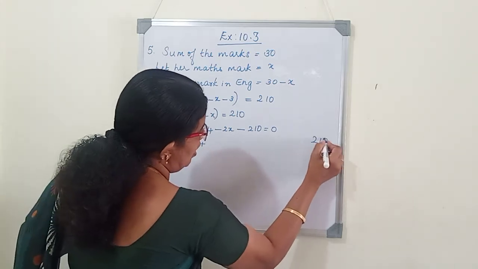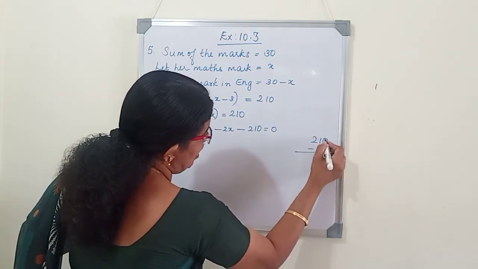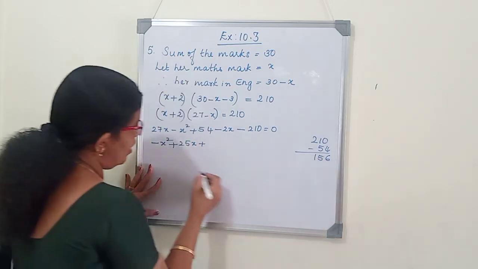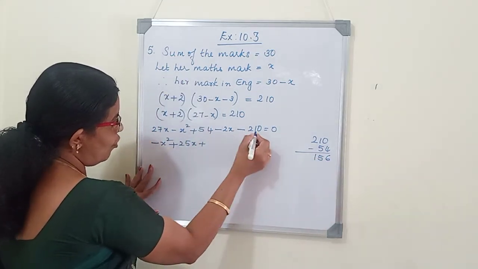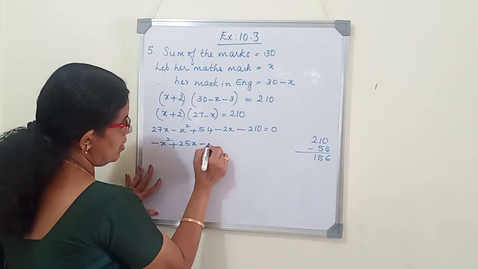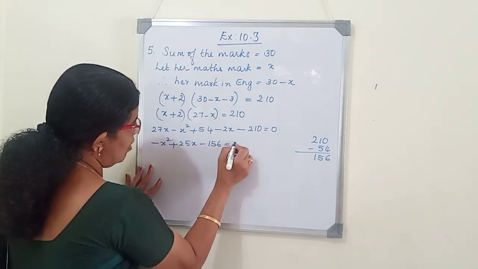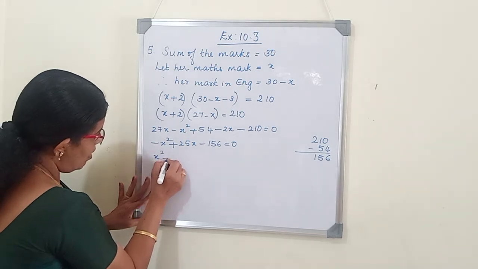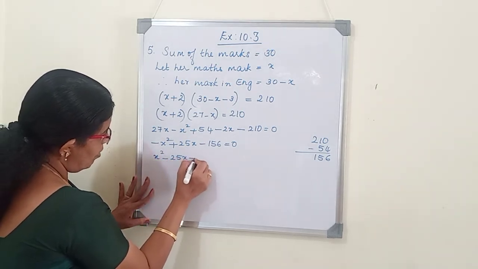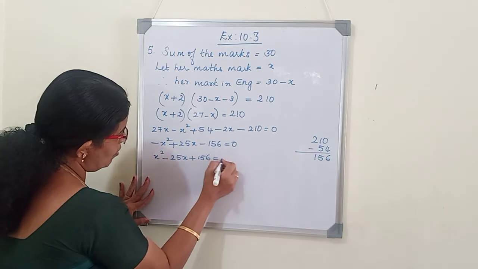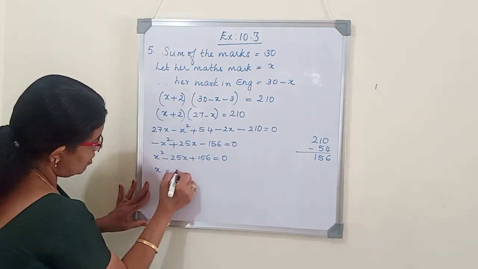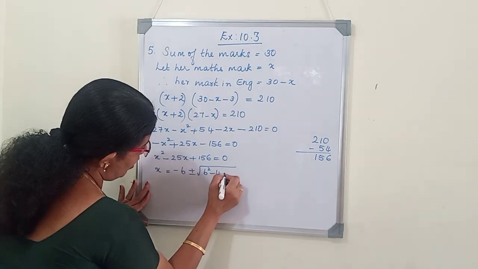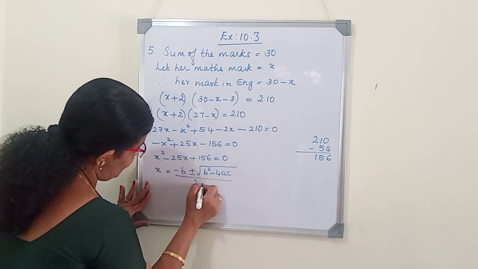54 minus 210. 10 minus 4, 6, 20 minus 5, 50. 156. 54 minus 210, so minus 156 is equal to 0. So we'll change the negative sign. So x square minus 25x plus 156 is equal to 0. x equals minus b plus or minus square root of b square minus 4ac by 2a.